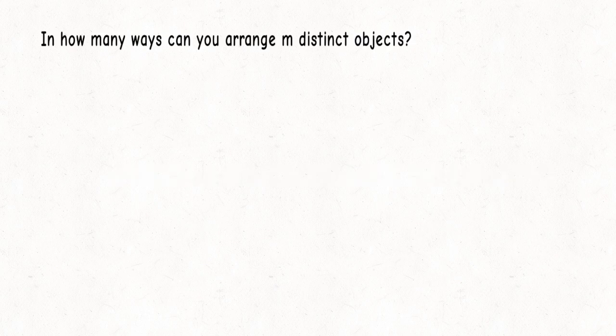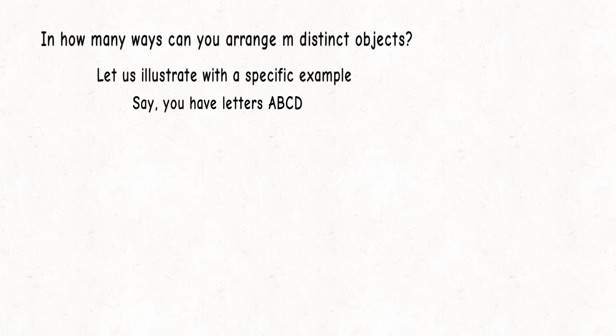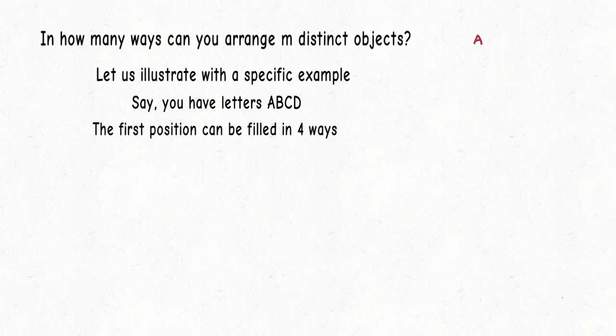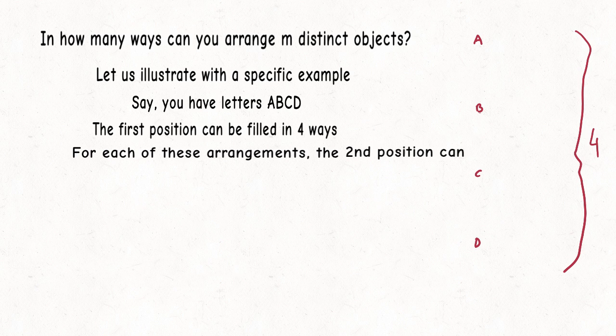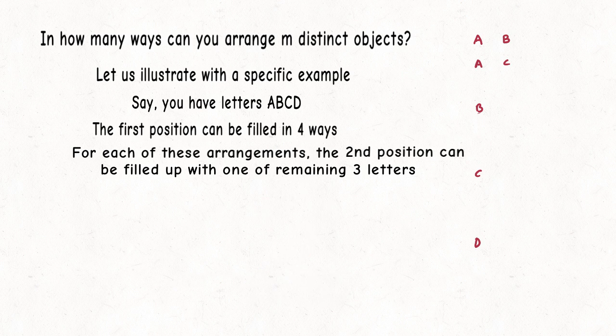In how many ways can you arrange m distinct objects? Say you have the distinct letters A, B, C, D. Now the first position can be filled up in 4 ways. And once you have made that selection, you are left with 3 letters, any of which can go into the second position. That means each of the first rows is multiplied 3 times and you're left with 12 rows.